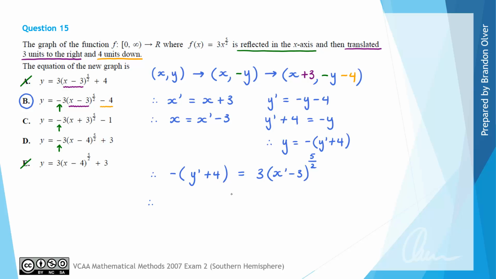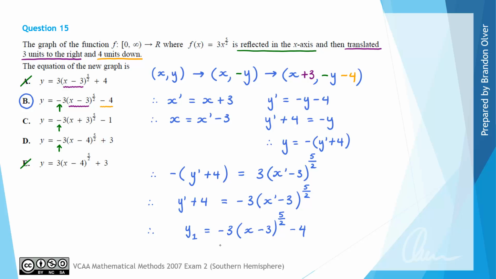So taking the negative across by multiplying both sides by negative 1, we'd have y dash plus 4 is equal to negative 3 bracket x dash minus 3 to the power of 5 on 2 still. And then we'd subtract 4 to get y by itself. So our transformed graph, which I might call y1, is going to equal negative 3 bracket x minus 3 to the power of 5 over 2. And then we'd have subtract 4 at the end.